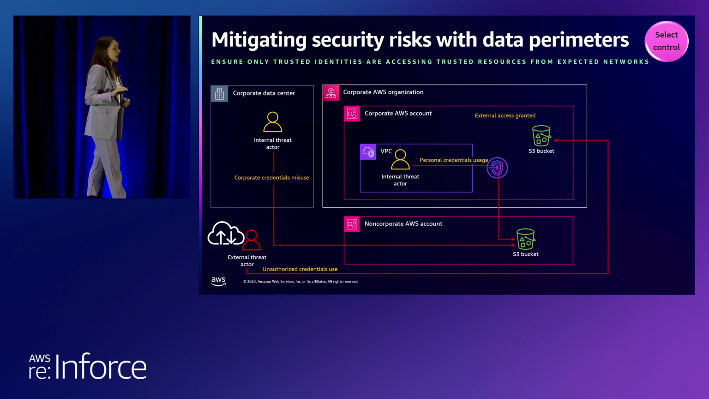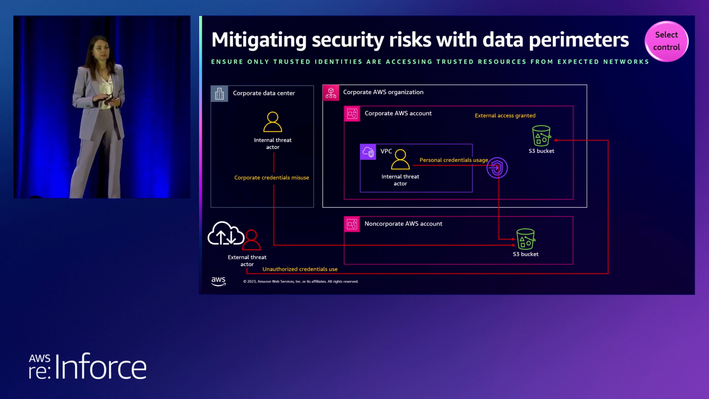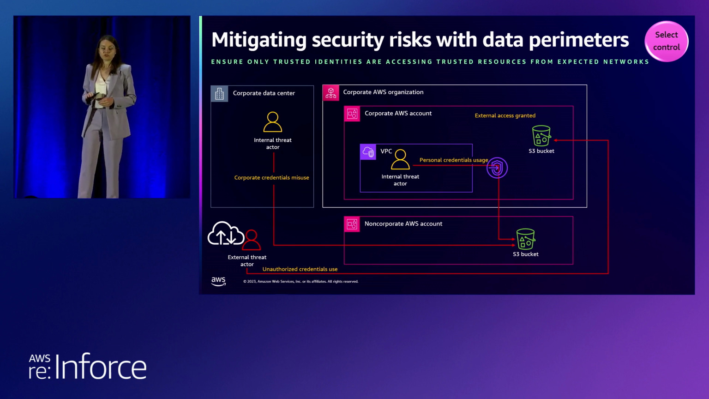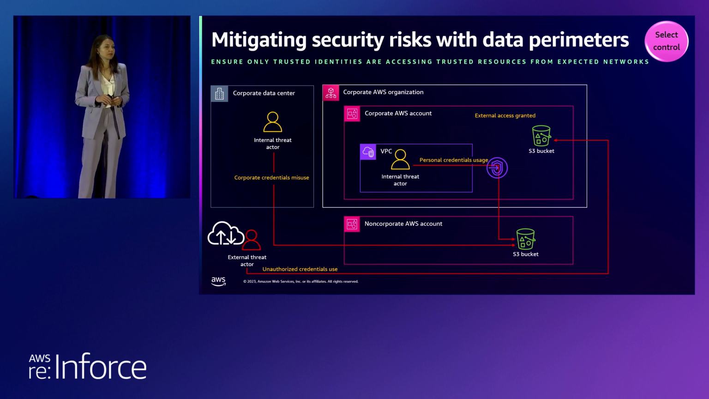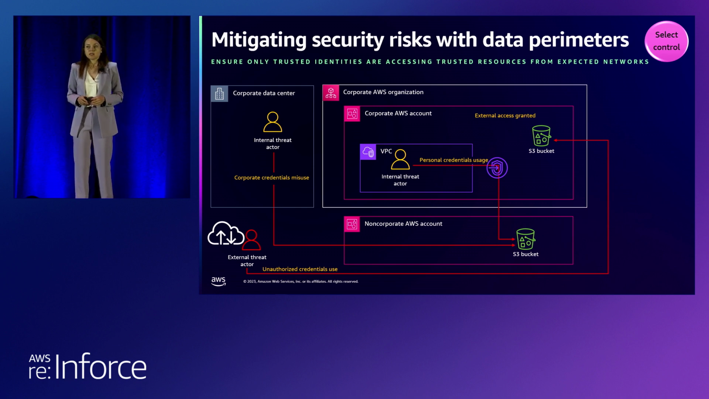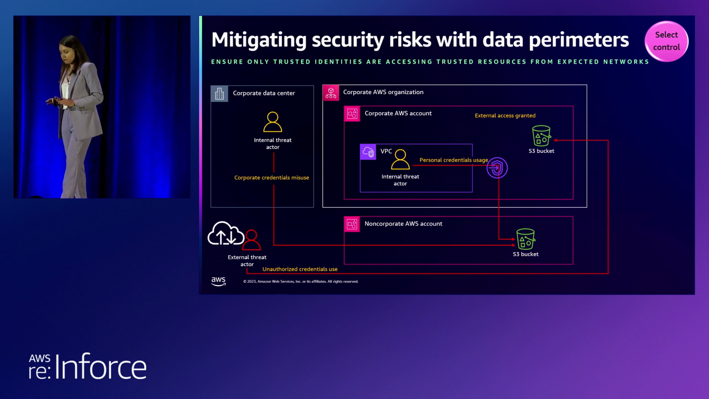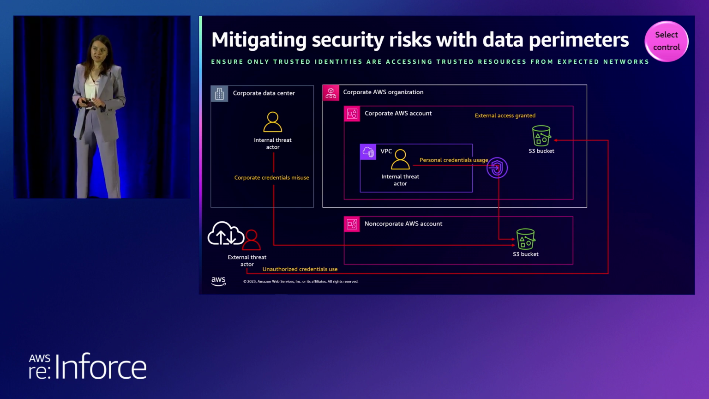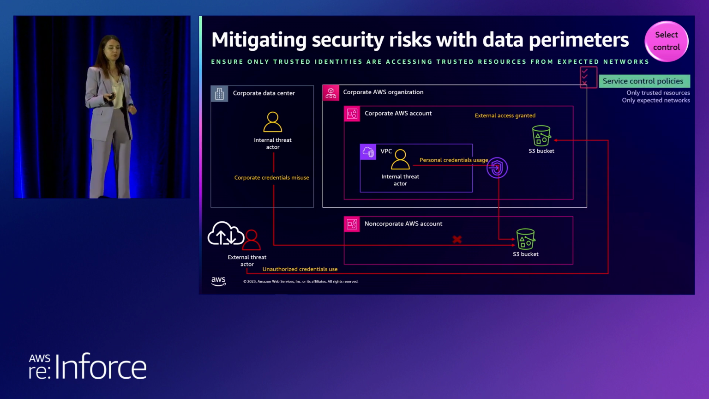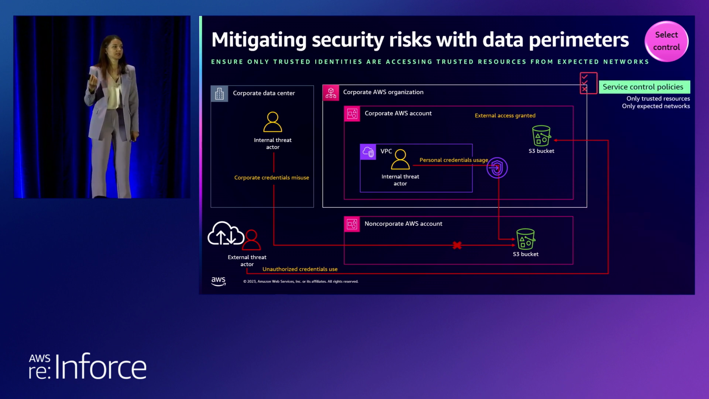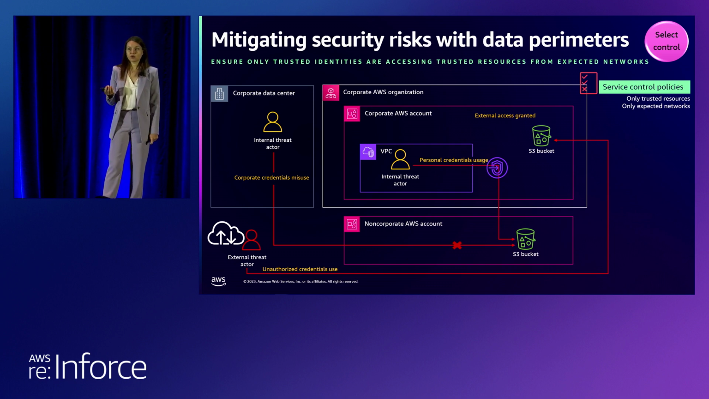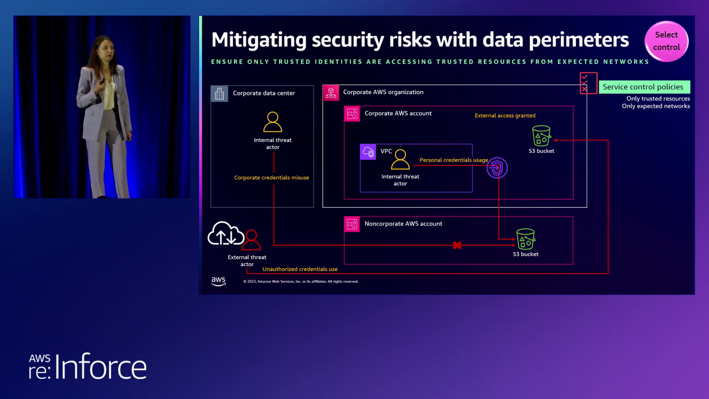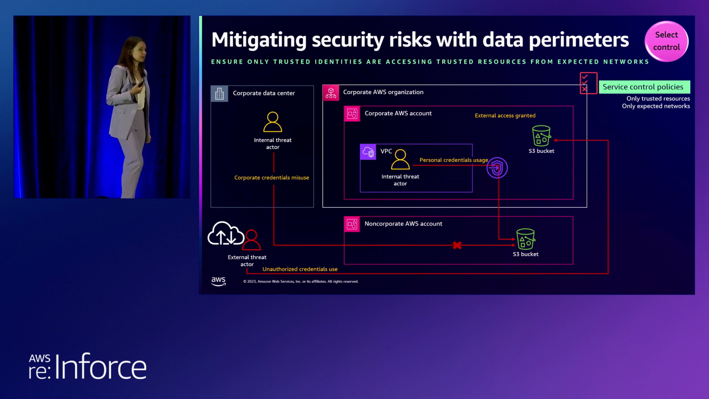Data perimeters allow you to mitigate the security risks by ensuring that only trusted identities are accessing only trusted resources and only from expected networks. This high-level objective is achieved by implementing 3 policy types. Service control policy can be used to ensure that your identities can only access trusted resources and only from expected networks, essentially mitigating the risk of your developer using corporate credentials to access their personal accounts.